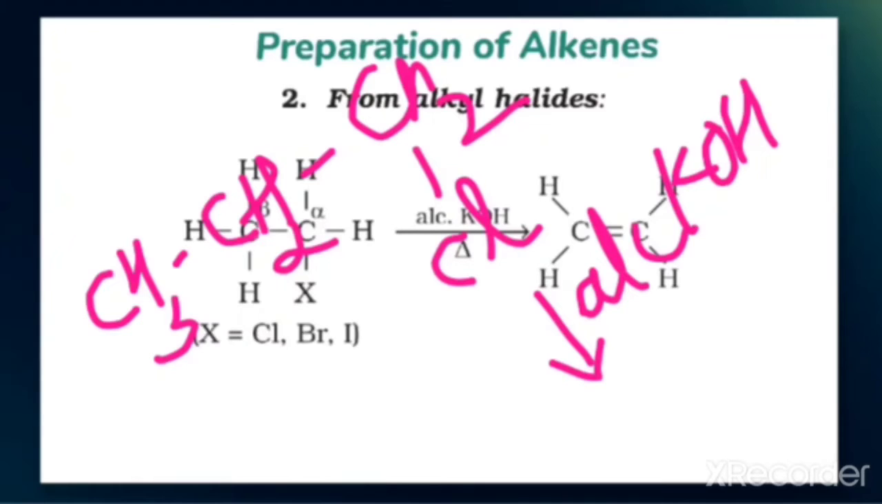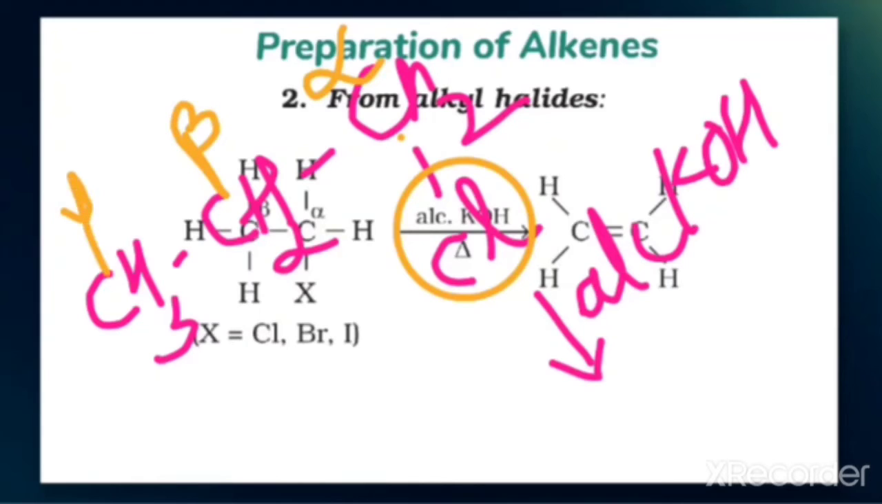So how do we make the product? I told you, first of all identify the alpha carbon. Which one is the alpha carbon? First of all mark the halogen group. This is the halogen group. So this carbon is the alpha carbon because the halogen group is attached to this carbon. This is alpha and the neighboring carbon is beta. And this one is the neighbor of beta, therefore it is the gamma carbon.